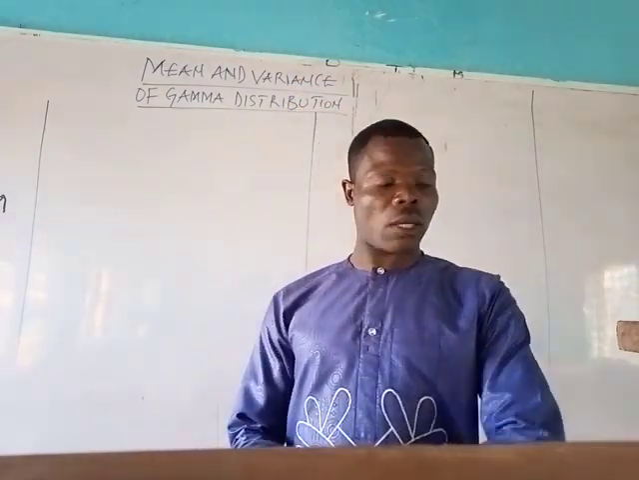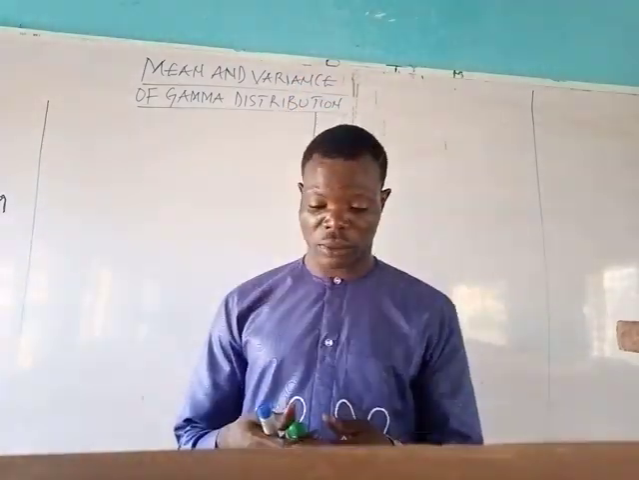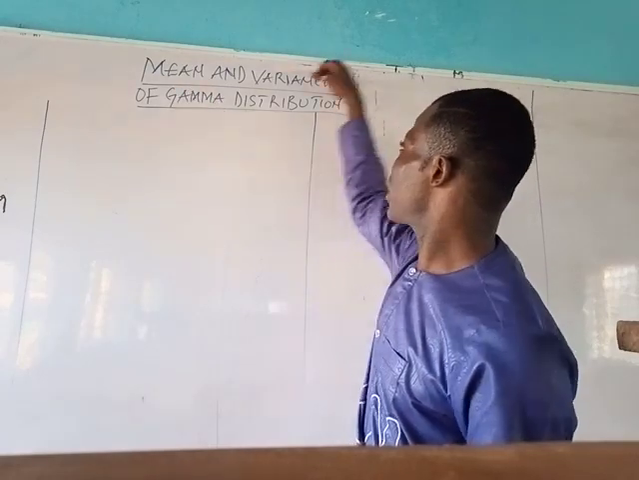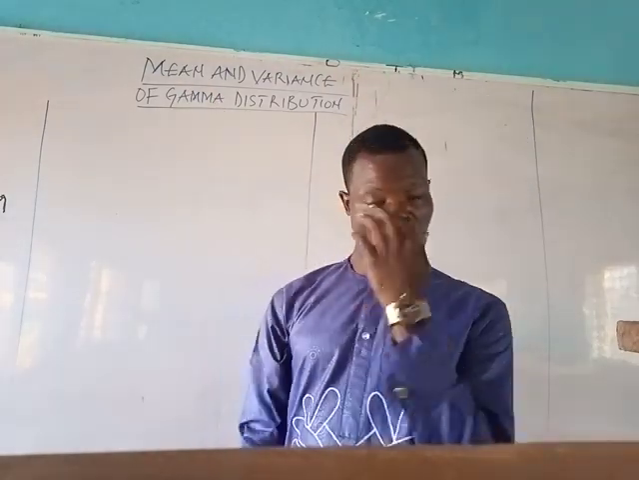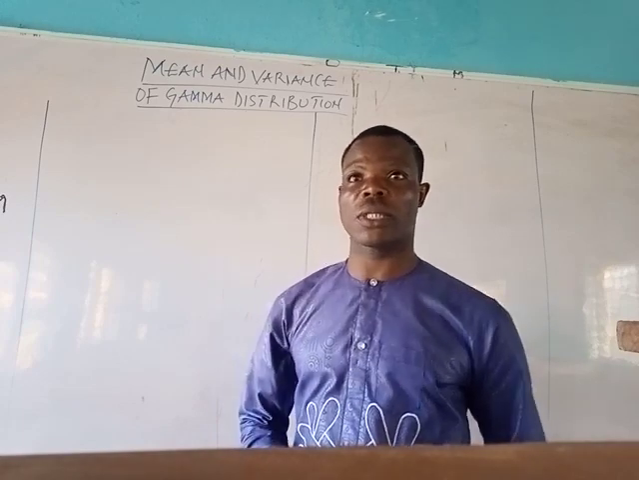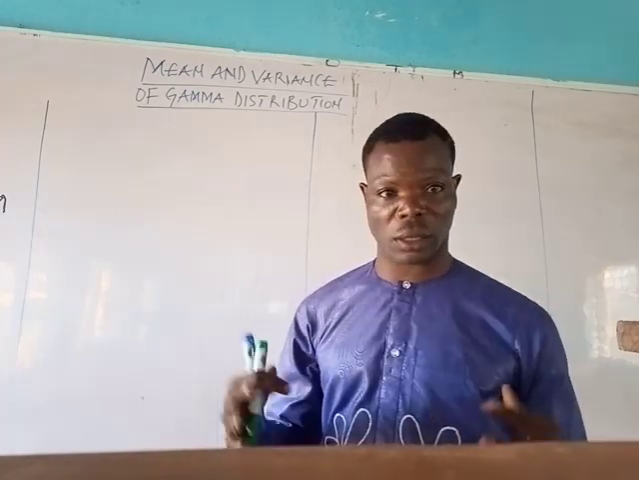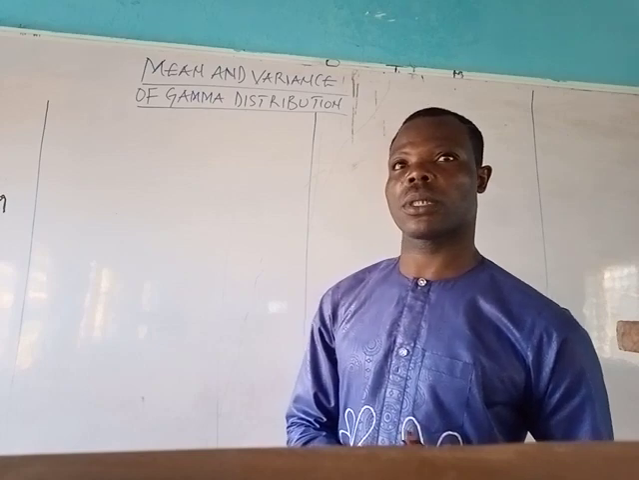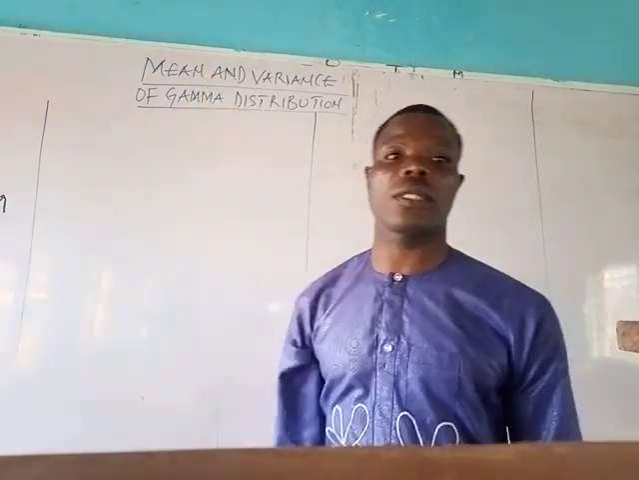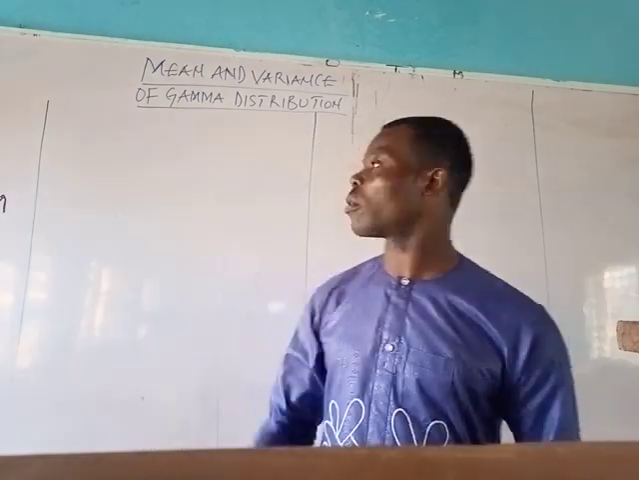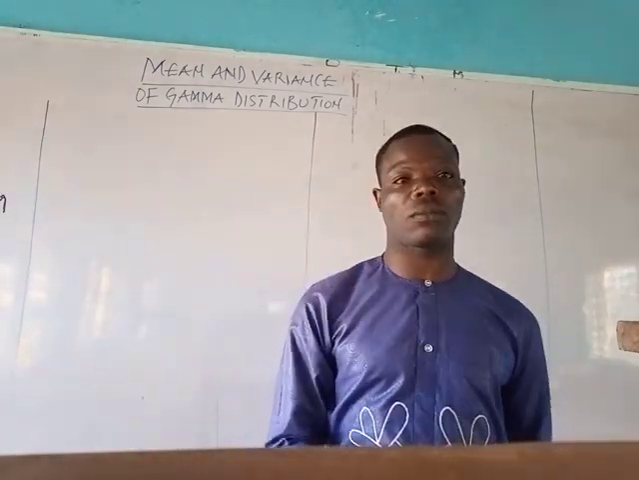Okay, we are looking at the mean and variance of gamma distributions. So we've considered so many distributions, but how do we find the mean and the variance of gamma distribution?